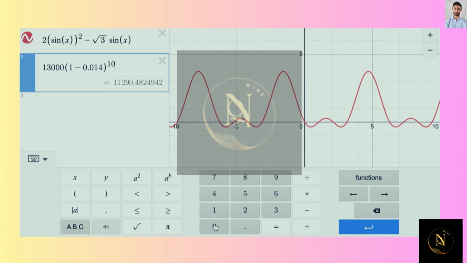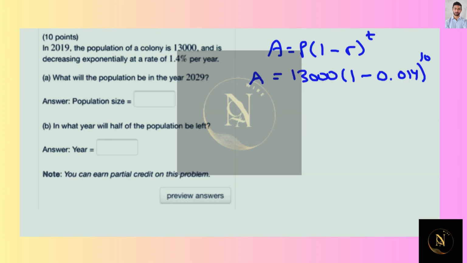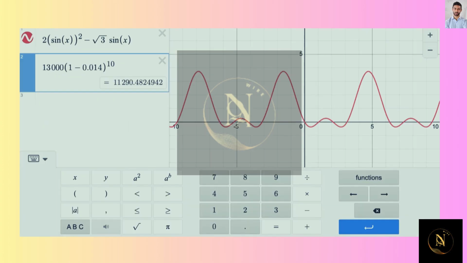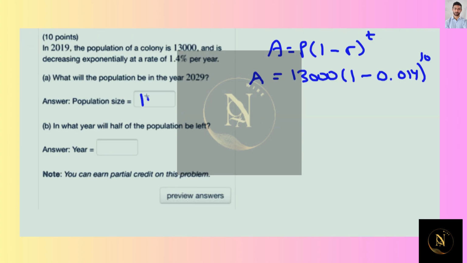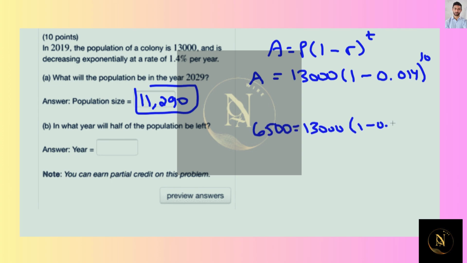to the 10th. If we round this to the nearest person, that'd be 11,290. And what year will half the population be left? Well, half of 13,000 is 6,500. If we solve for t, divide by 13,000 to get 1/2.